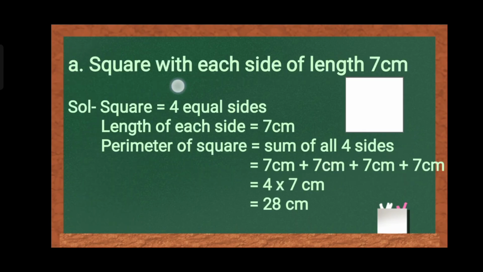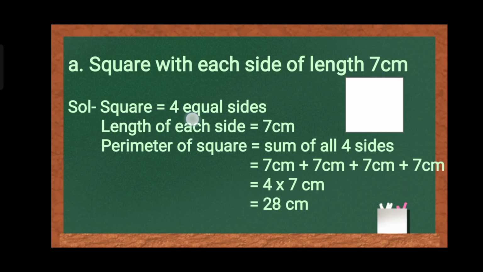Part A, square with each side of length 7 cm. We all know that a square is a shape which has four sides and the length of each side is equal, and here the length is given as 7 cm. So let's start the solution, and you have to do exercise 12.1 question number 1 in your classwork notebook.